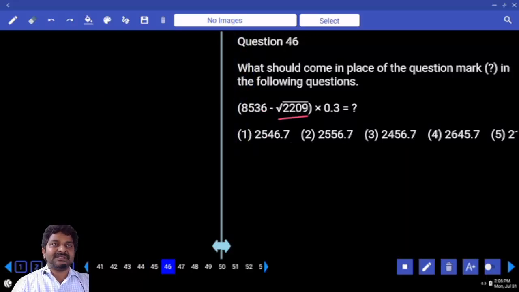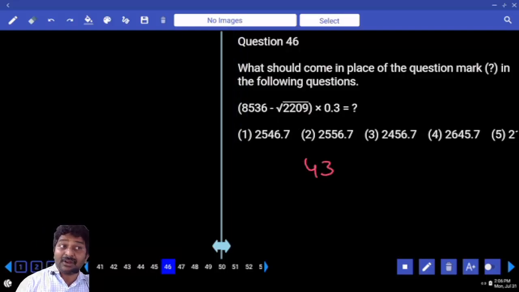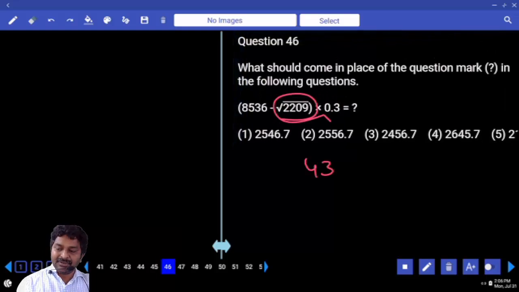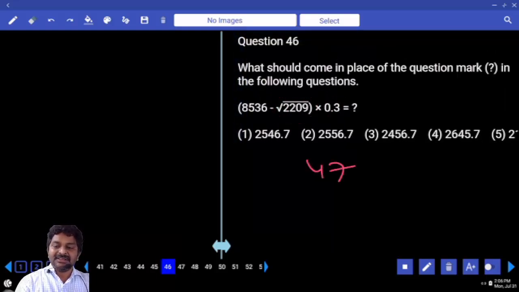What is 50 square? 2500. It is less than that and close to that. Which square ends with 9? 7 or 3? If you take 43, that is close to 40, right? Then 40 square in the sense 1600. But this is far more than 1600. So it cannot be 43. It should be 47.